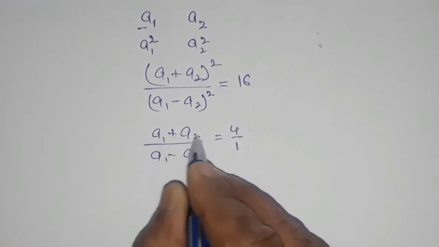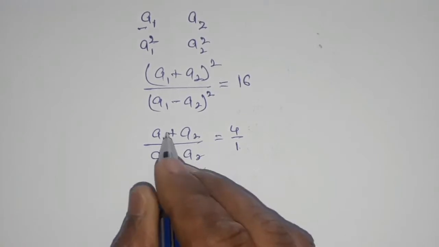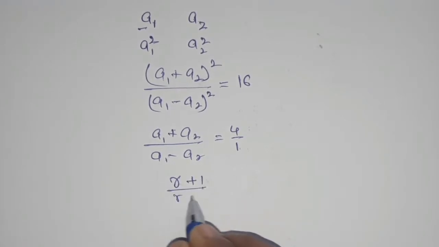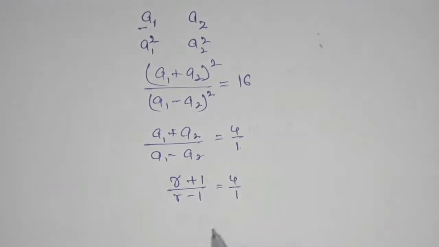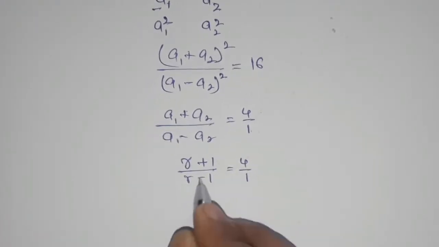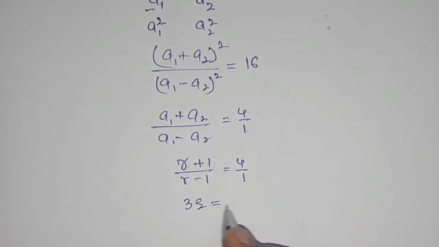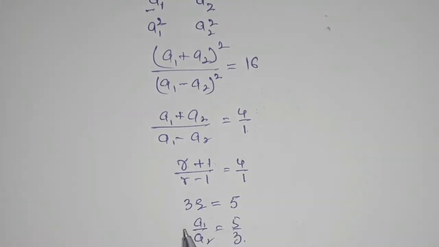So I can say that (A1 plus A2) upon (A1 minus A2) is equal to 4 by 1. I can divide the numerator and denominator by A2. That means R plus 1 upon R minus 1 is equal to 4 upon 1. By cross multiplying, you get 3R equal to 5. That means R equal to A1 by A2 is equal to 5 by 3. We have to find the intensities of the waves, so squaring, that is 25 is to 9. So this answer is P.